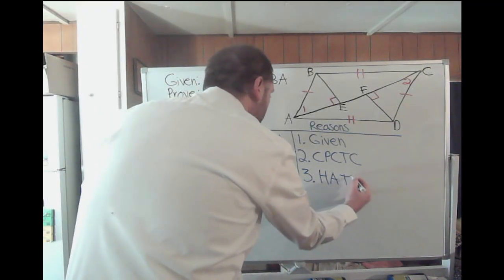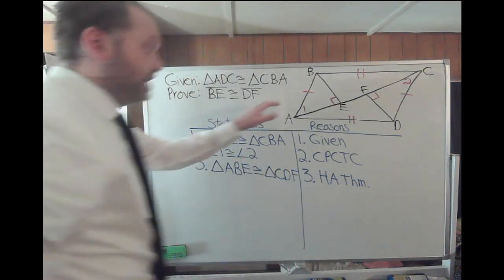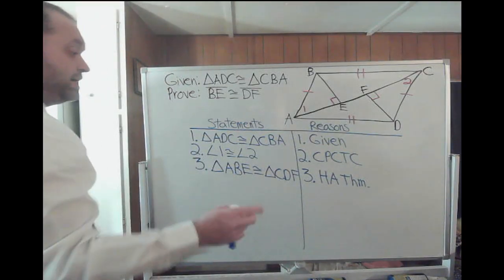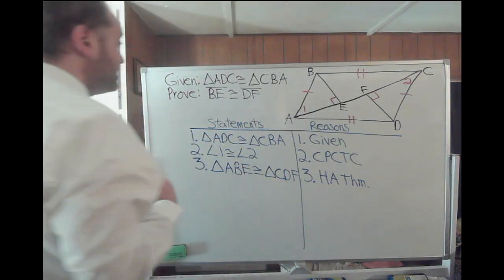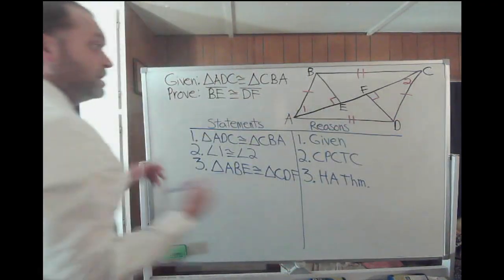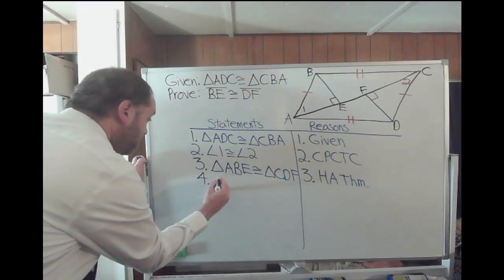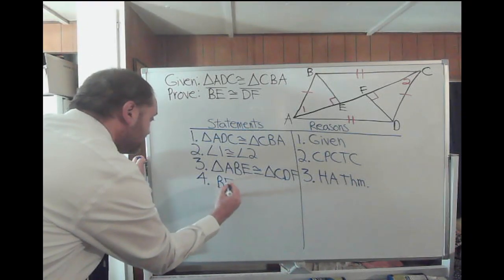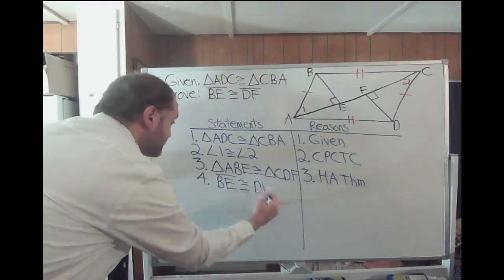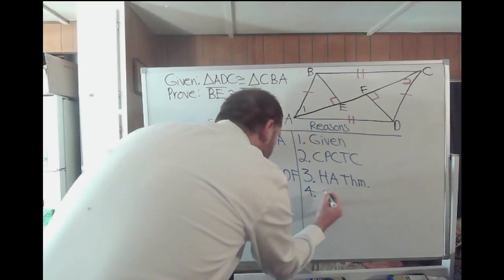Because each of those right triangles have the hypotenuse and an acute angle congruent, so therefore we can prove ABE and CDF congruent. And then last but not least, BE and DF are corresponding parts of those two triangles that are congruent, so we can therefore say that side BE is congruent to side DF by the fact of CPCTC.